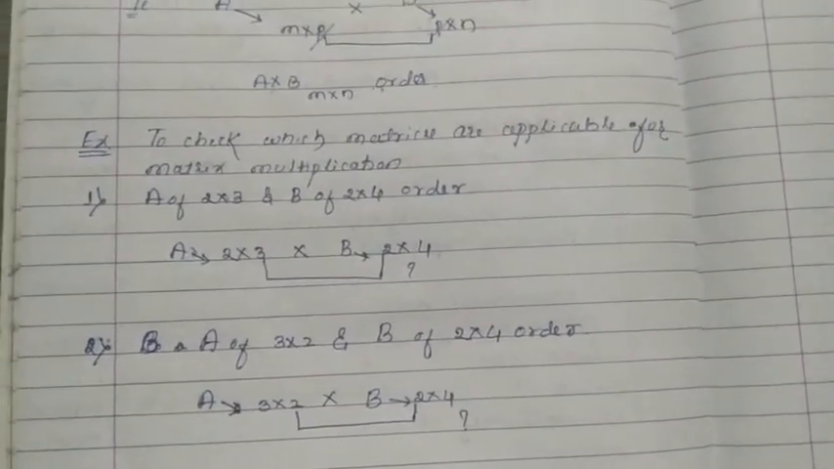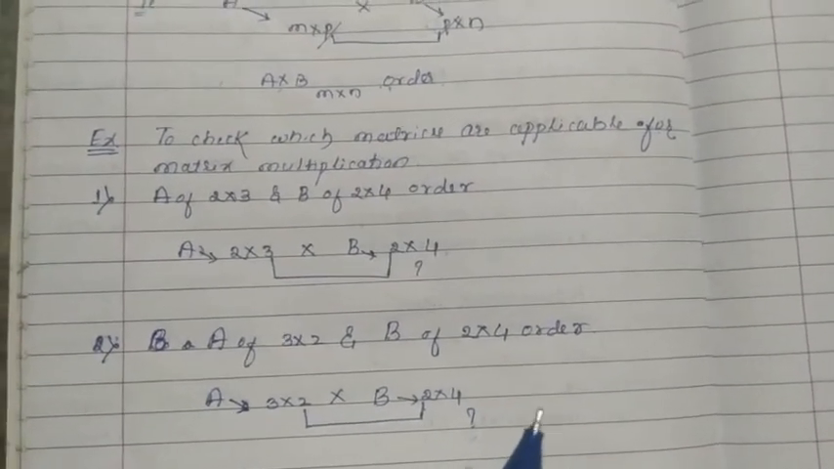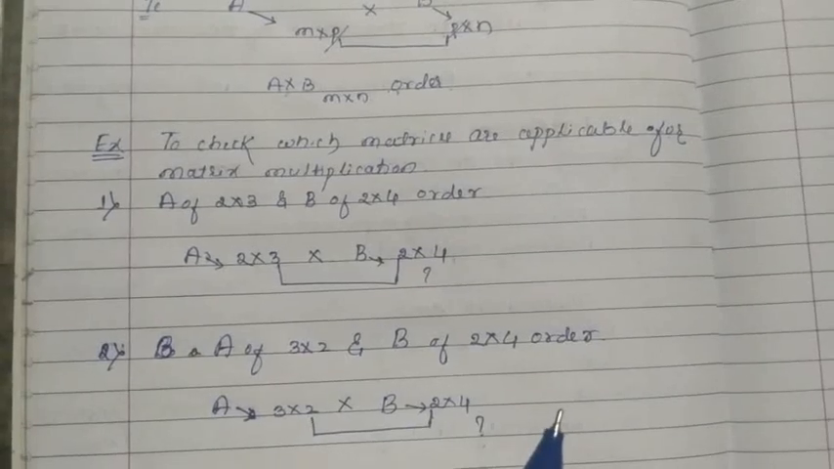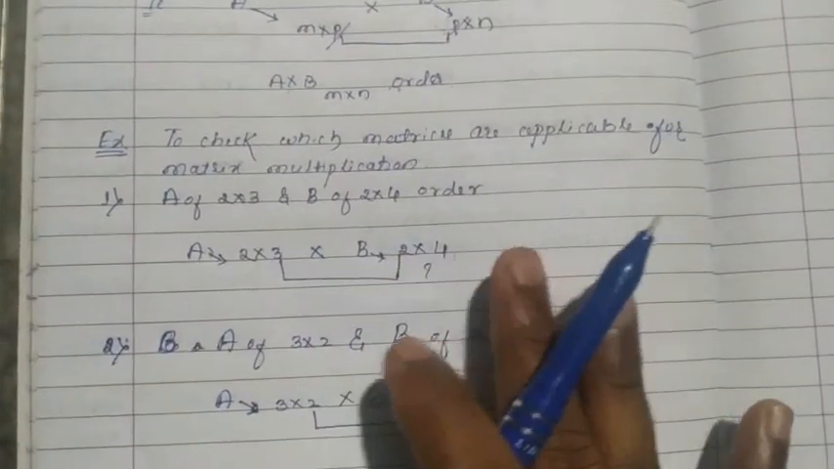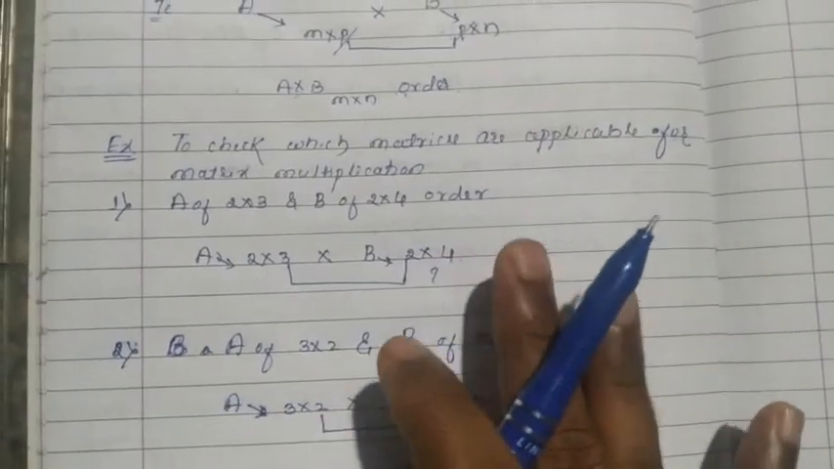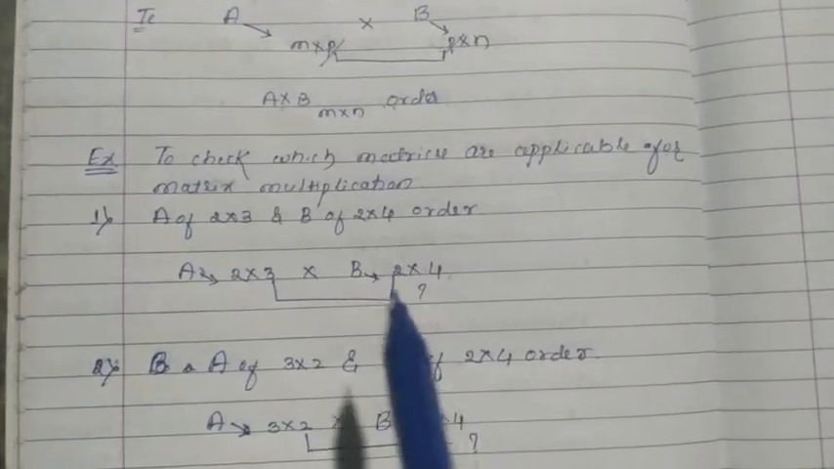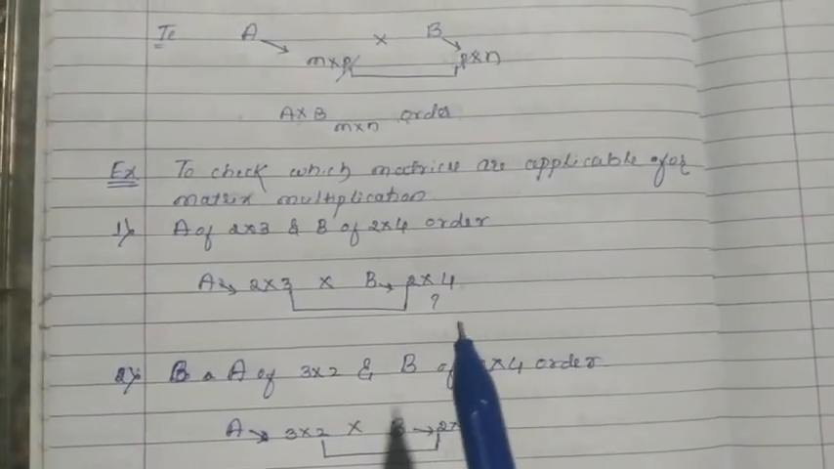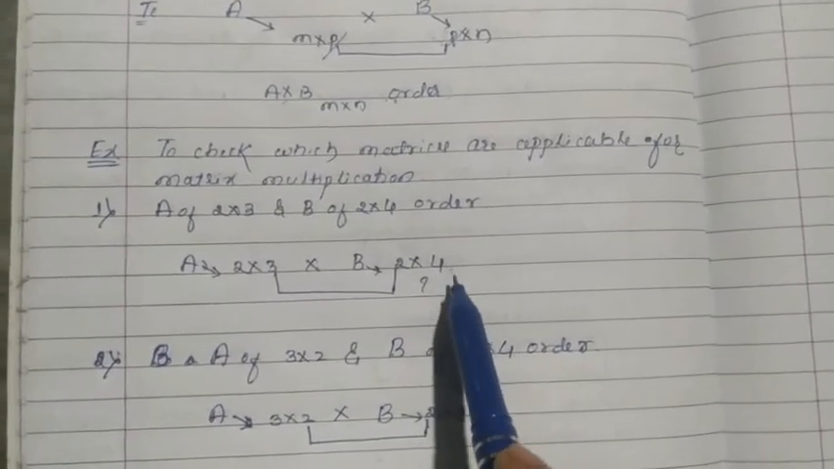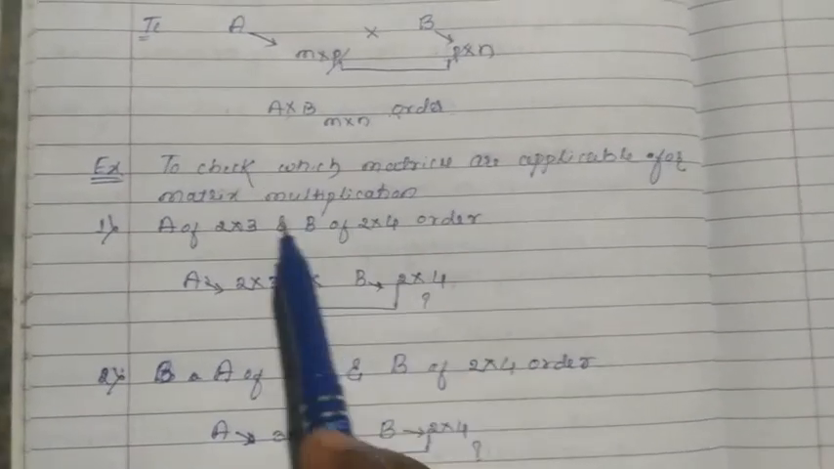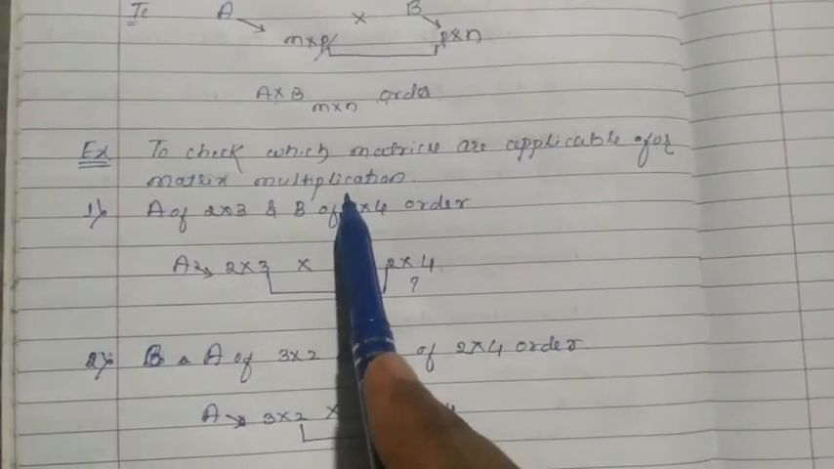Now we are going to learn which matrices are applicable for matrix multiplication. This is just to verify whether both matrices are applicable for multiplication or not. We have to check that first, because some students fail whenever they do matrix multiplication. We should learn this basic thing properly. To check which matrices are applicable for matrix multiplication, first we will check.